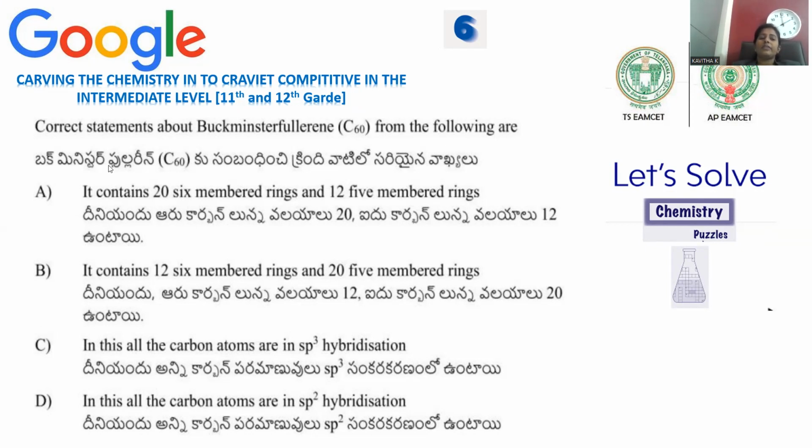If you consider Buckminster fullerene C60, what kind of statements are correct? We have to understand. It contains 20 6-membered rings and 12 5-membered rings.